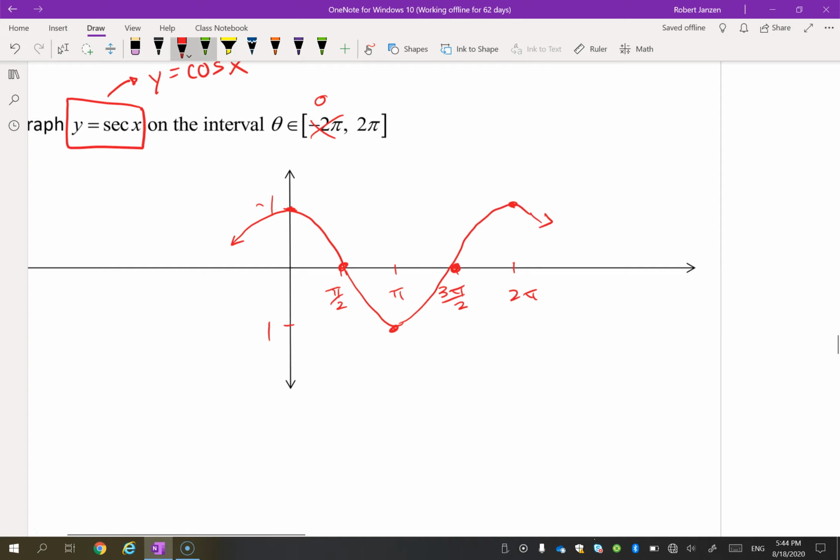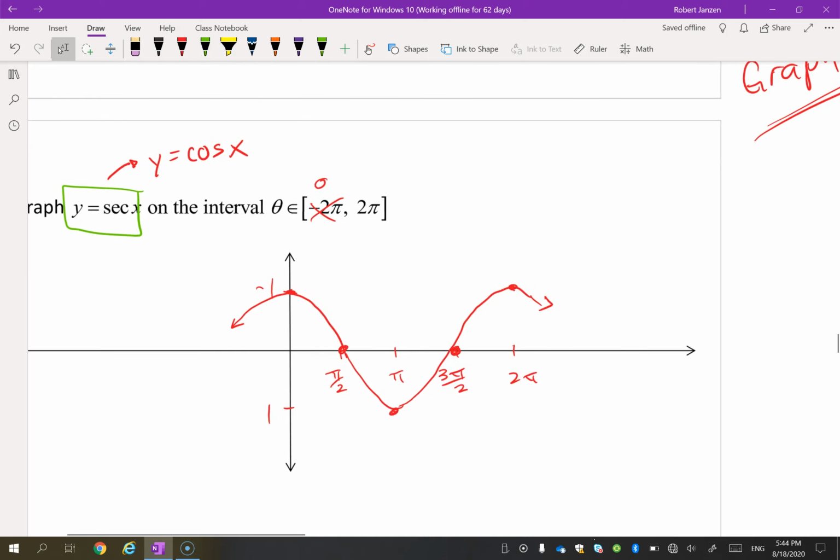All right, so what we are going to do now is the reciprocal. All right, remember, you're thinking, well, secant of x is 1 over cos. So we're going to do the reciprocal of cosine. And if you remember our steps for graphing reciprocal, first step, and remember there were 4. First step is where does it have its x-intercepts?